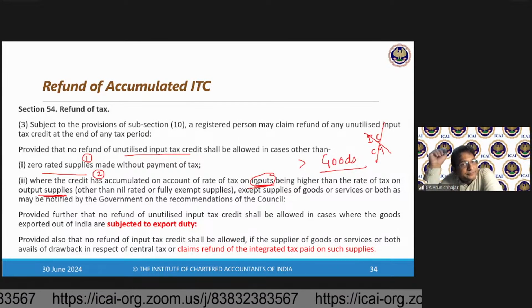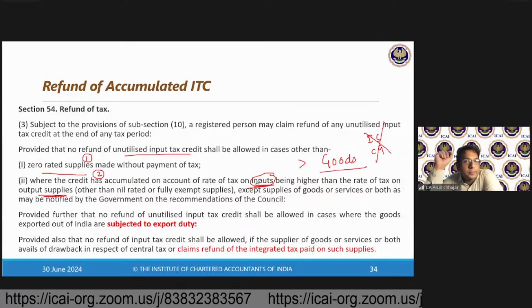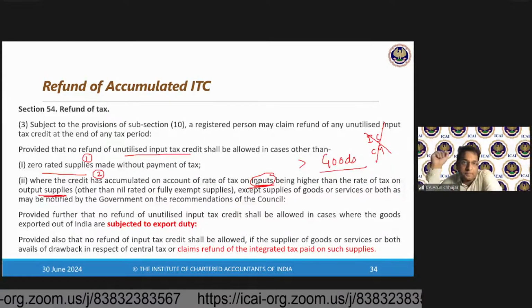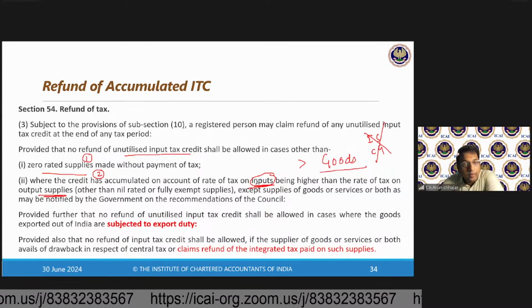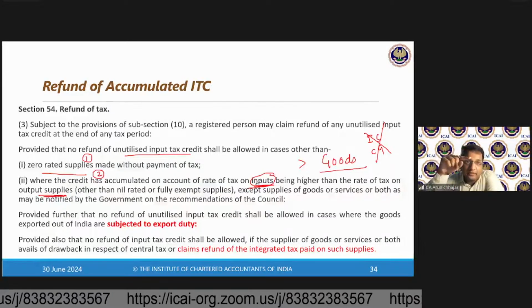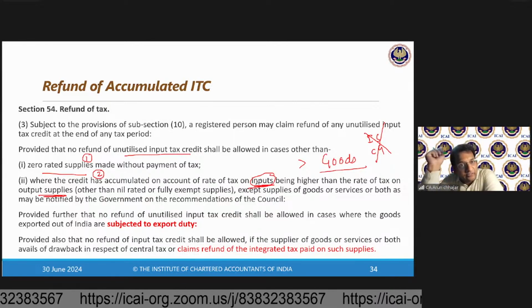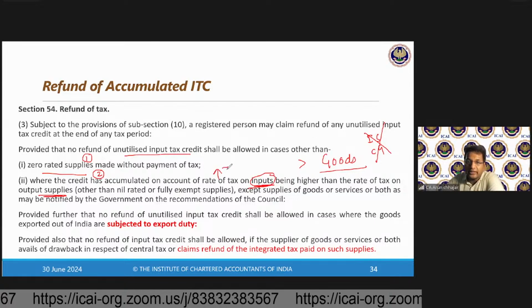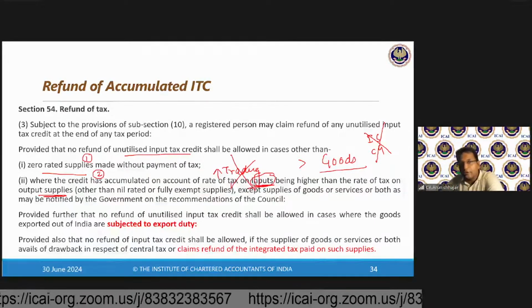What is the inverted duty? Inverted duty means when the rate on the input is higher than the rate of output. In this case, the person who is making the supply which is inverted duty can take the refund of accumulated ITC, but only on account of the input. He should not be doing trading. There is circular 135 which has clarified that in case of trading, the refund of inverted duty is not permitted.